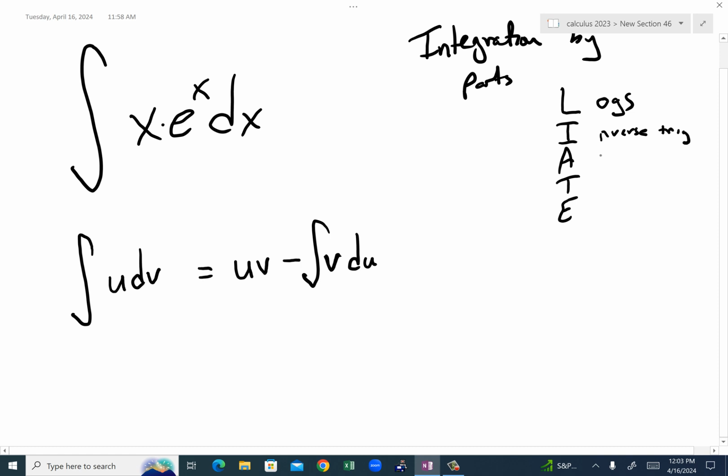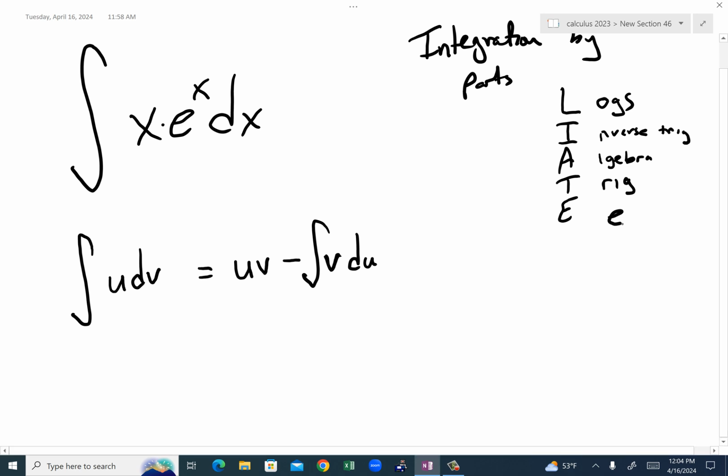Then algebraic functions, like x squared, 2x plus 5. What about the T? T is trig. And lastly, but not leastly, what is E? E! Because anybody can integrate e. So it would be my last choice to make my u. Does that make sense? Because whatever I pick to be dv, I'm going to have to integrate, and I don't want to.